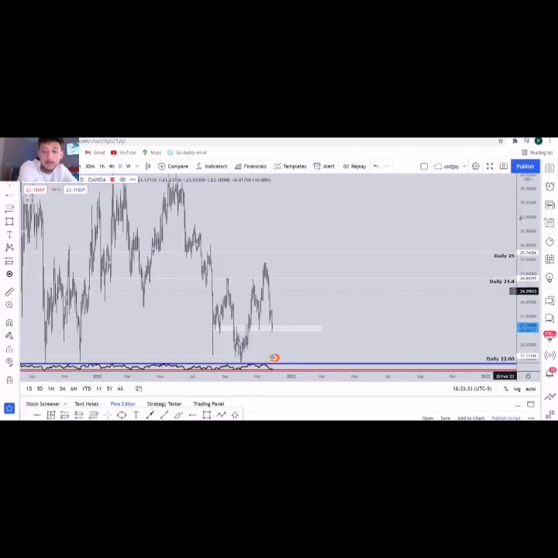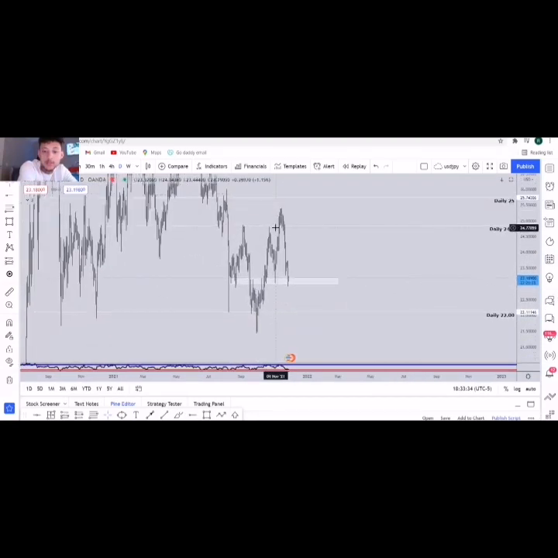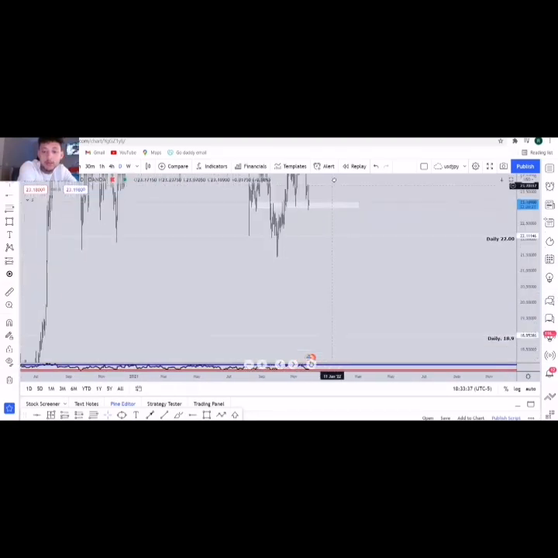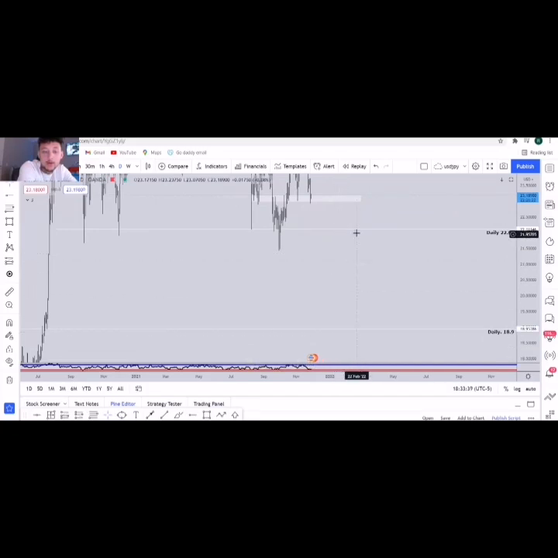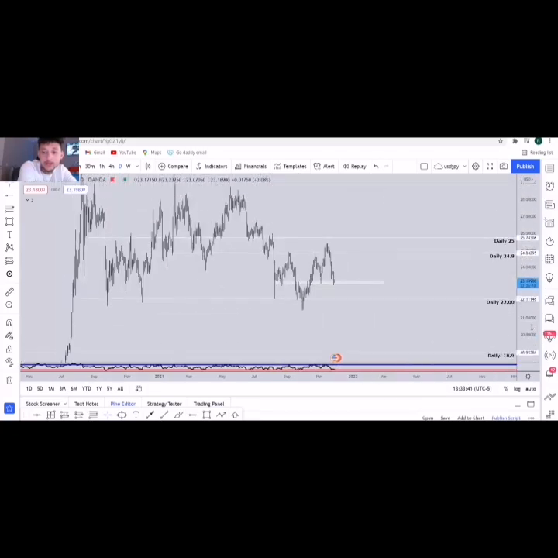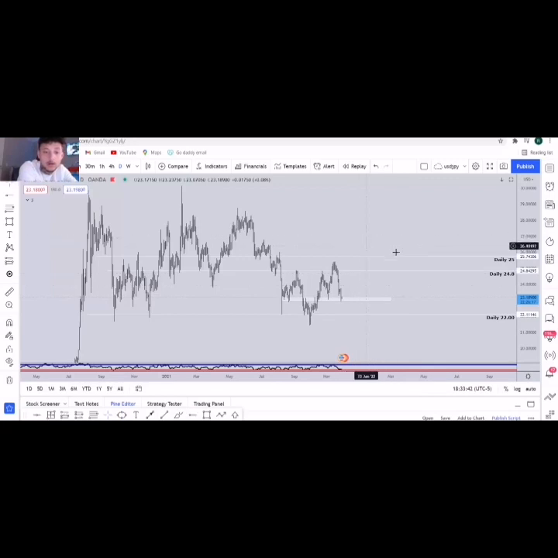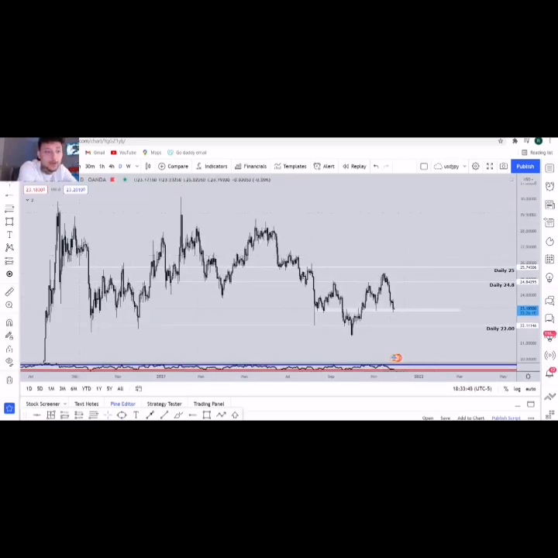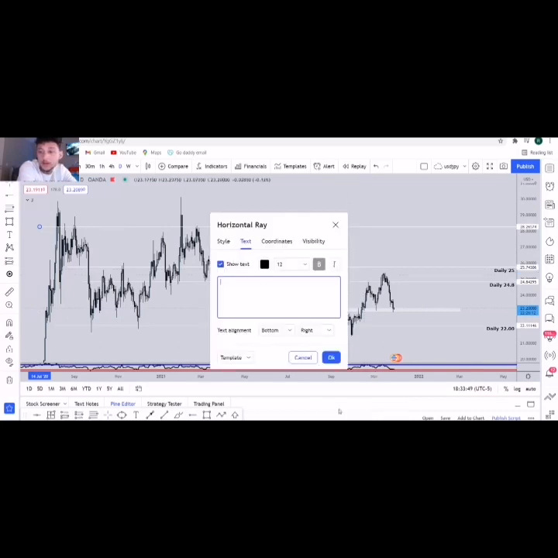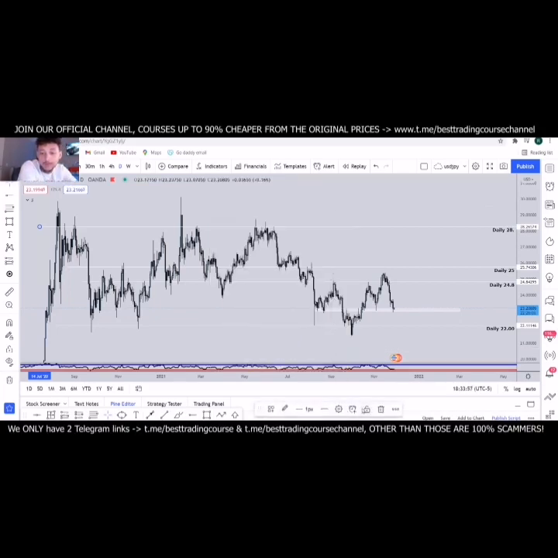So we have our foundation, which is going to be here and here. And then we have our other levels where we could wait for price to actually continue to go up. We can even put one more on the top. We could put one right here, this is going to be 28. So daily 28. Press OK, and we lock.